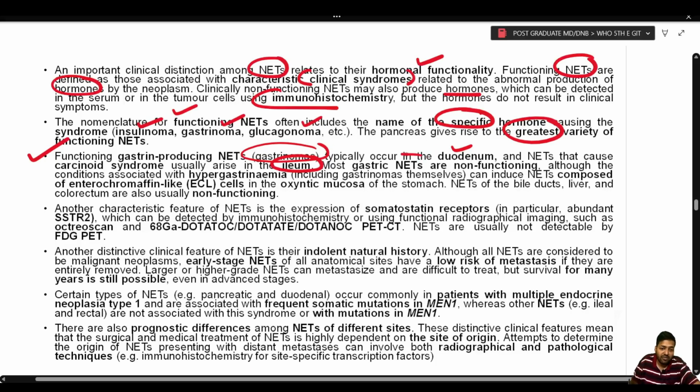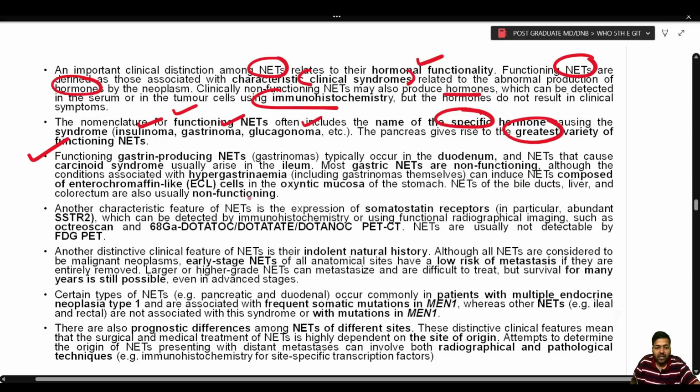Most gastric neuroendocrine tumors, that is arising in the stomach, are non-functioning, although the conditions associated with hypergastrinemia, including gastrinomas themselves, can induce neuroendocrine tumors composed of enterochromaffin-like cells in the oxyntic mucosa of the stomach. Now, the neuroendocrine tumors of the bile ducts, liver and colorectum are usually non-functioning as well. So, remember one thing, that functioning gastrin-producing NETs typically occur in the duodenum, and NETs causing carcinoid syndrome usually arise in the ileum. And gastric NETs, most of them, are non-functioning only. Always remember this.